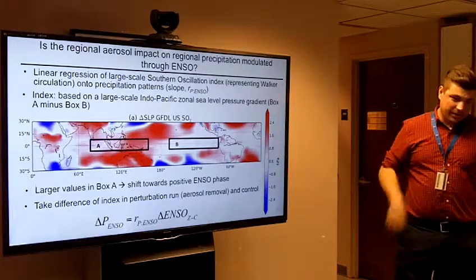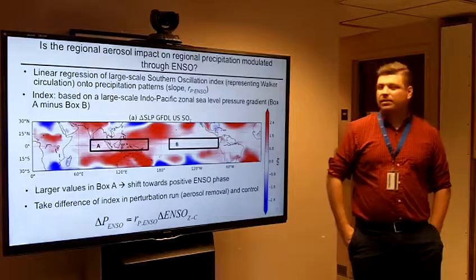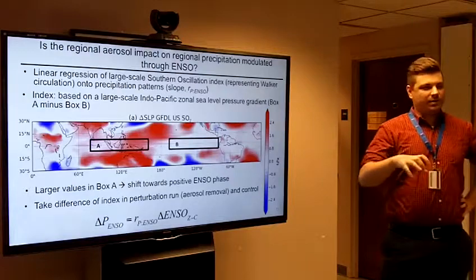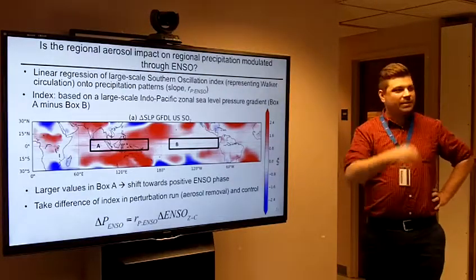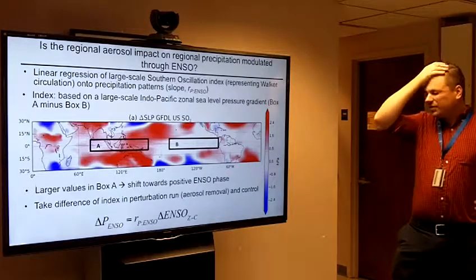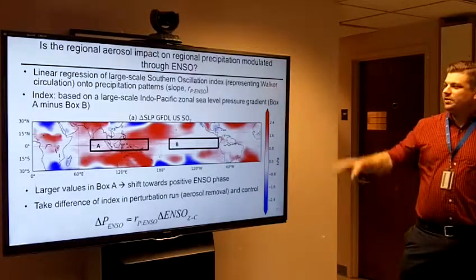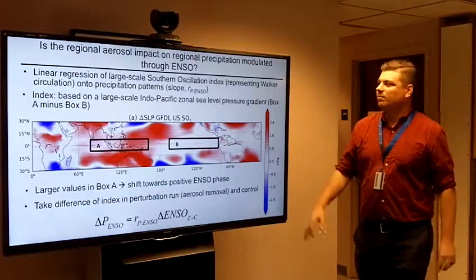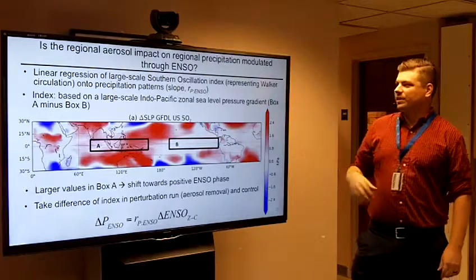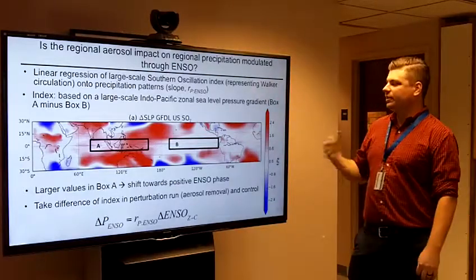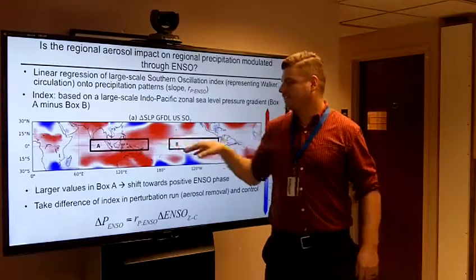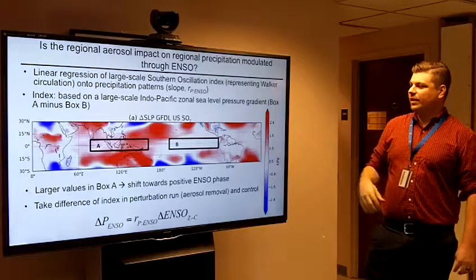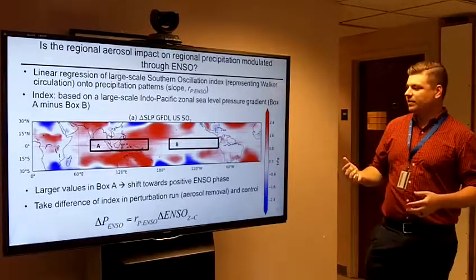So one other thing we did with our simulations is we noticed that there were maybe some ENSO types of responses, and we were interested in whether the regional aerosol perturbations are affecting ENSO, and that's therefore affecting precipitation. To investigate that, we use a linear regression methodology that's been used a few times before. We take an index that represents the Walker circulation, or the Southern Oscillation, of two boxes of sea level pressure, take the difference of those and regress that onto the precipitation patterns that we see.